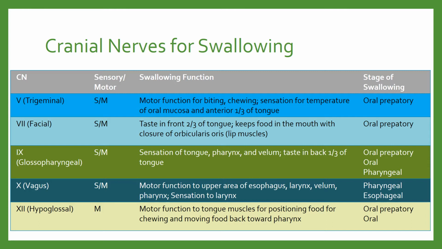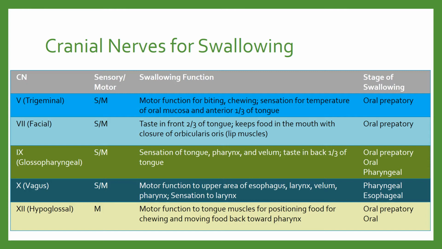And we have the glossopharyngeal nerve, which provides sensation to the tongue, the pharynx, and the velum, and also works with the facial nerve to give us taste to the back 1/3 of the tongue. So this is helpful for the oral preparatory, the oral, and the pharyngeal phase. Then we have the vagus nerve, and we've talked about this nerve. It has a lot of responsibilities. It helps give us motor function to the upper area of the esophagus. It helps with the larynx and closing during the swallow.